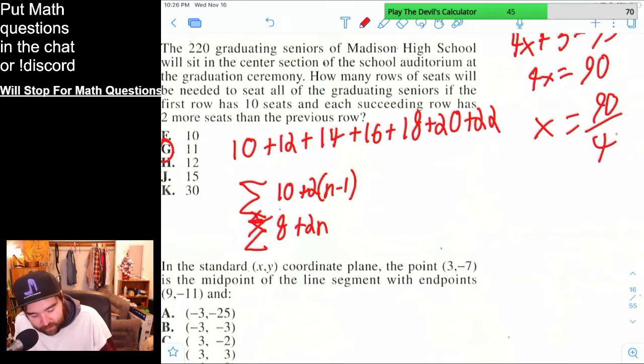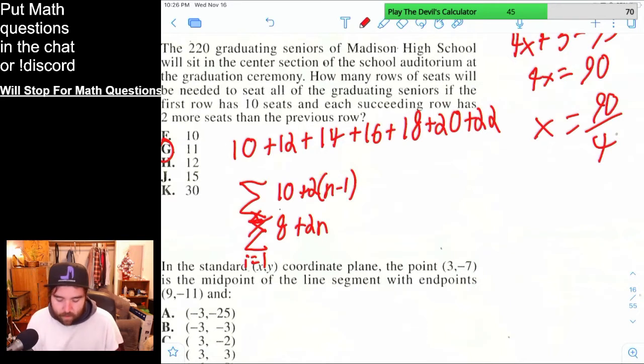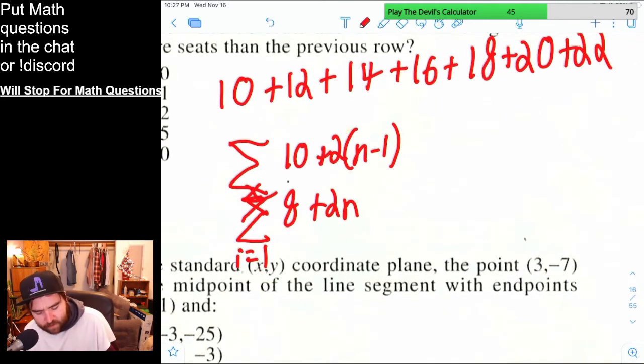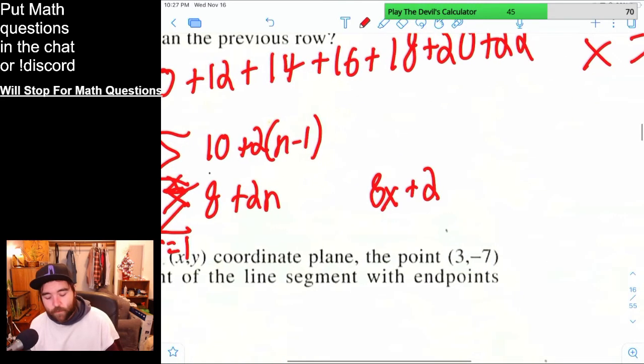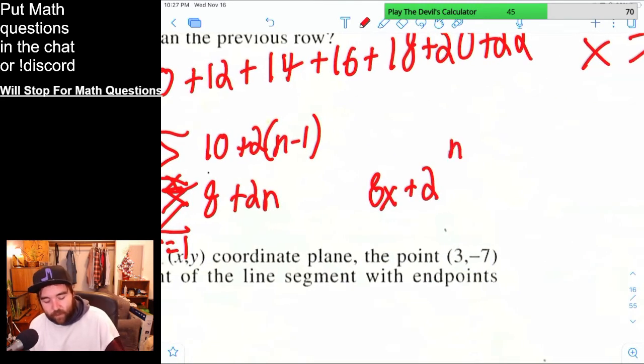This is like x. You're starting with 1. So, and if you use the sigma formulas, sigma from 1 to x of 8 is 8x. And then 2n would be 2. And what is the n formula? N times n minus 1 over 2. Well, I guess in this case, x.